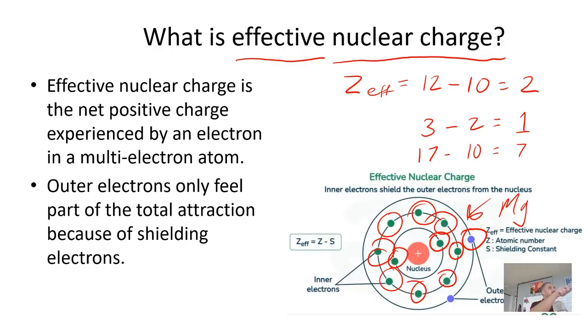So group 1, what's the effective nuclear charge on group 1? 1. What's the effective nuclear charge on group 2? Group 13? 3. Good. 14? 15? 16? 17? 18? There you go. So that's effective nuclear charge. And that's how you calculate it. That's how we get to those numbers. Any questions on this?